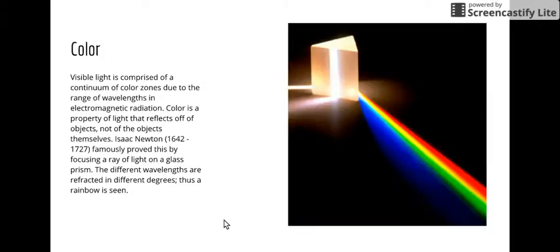Visible light is comprised of a continuum of color zones due to the range of wavelengths in electromagnetic radiation. Perhaps you've seen a rainbow and you recognize the color of rainbows. So, color is a property of light that reflects off of objects, not of the objects themselves. Isaac Newton famously proved this by focusing a ray of light on a glass prism. The different wavelengths are refracted in different degrees, thus, the visible spectrum of light is seen.